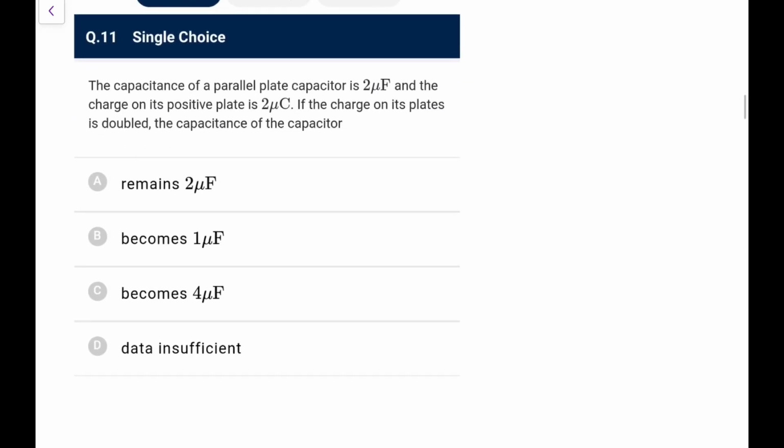The capacitance of a parallel plate capacitor is 2 and the charge on its plate is 2 microcoulomb. If the charge on the plate is doubled, the capacitance of the capacitor remains the same.